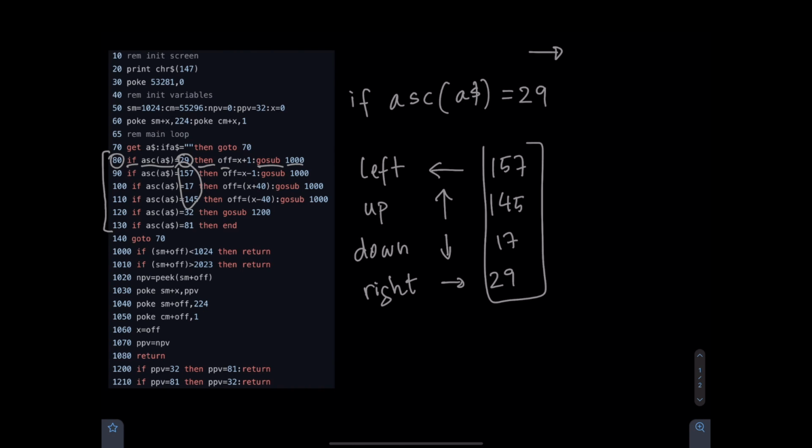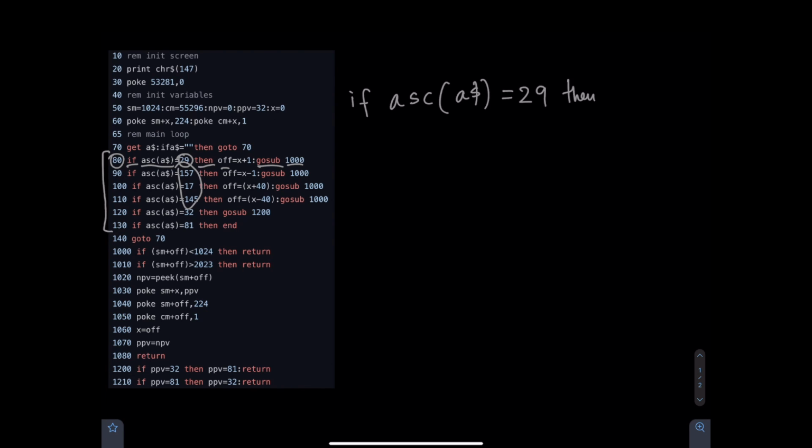So here we mapped the arrow keys of the keyboard, and we can use them to identify where we are moving, to move the cursor around the screen as we want. Then we have this variable here, off, equal to x plus 1. This variable, by the name, suggests that it is an offset.